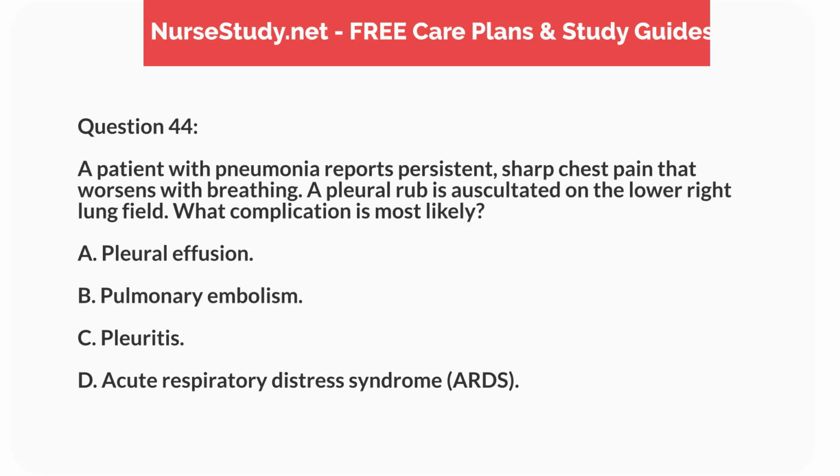Question 44. A patient with pneumonia reports persistent, sharp chest pain that worsens with breathing. A pleural rub is auscultated on the lower right lung field. What complication is most likely? A. Pleural effusion. B. Pulmonary embolism. C. Pleuritis. D. Acute respiratory distress syndrome, ARDS.